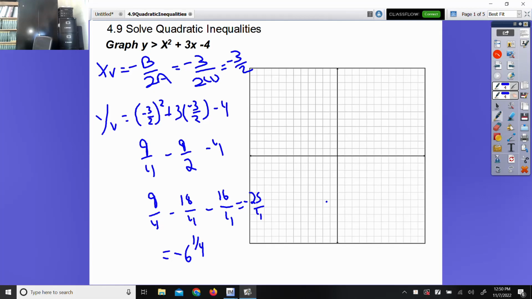There are 2 things that you can do. We're going to do them both. What's the initial slope? 1. That is the initial slope, or the a value is 1 here, kids. The initial slope is 1. So I can rise 1 or run 1.